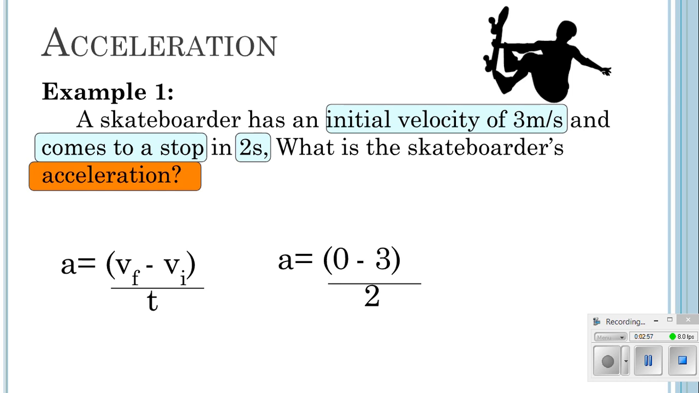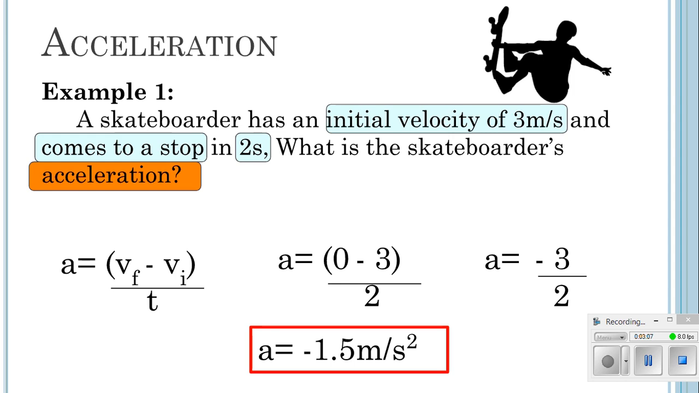Notice that the top part is in parentheses, which means I have to do that first. So I'm going to have negative 3 divided by 2, and simple math right there. My acceleration was negative 1.5 meters per second squared. The unit for acceleration is meters per second squared, since it represents the change in velocity, how long it takes for that change to occur, and velocity is measured in meters per second.